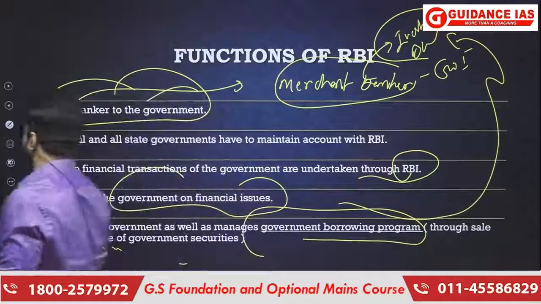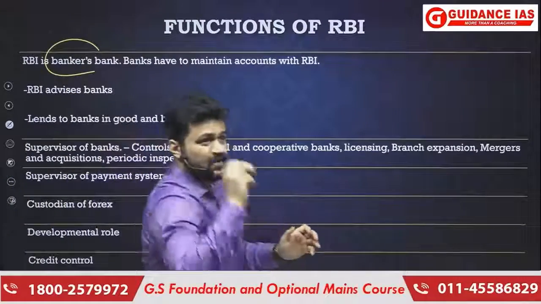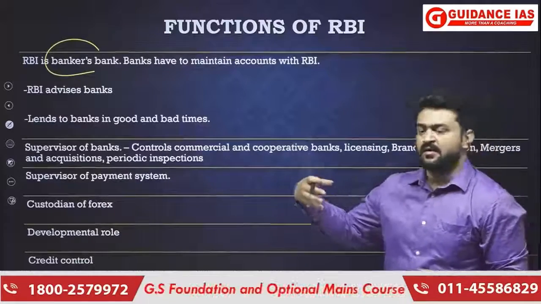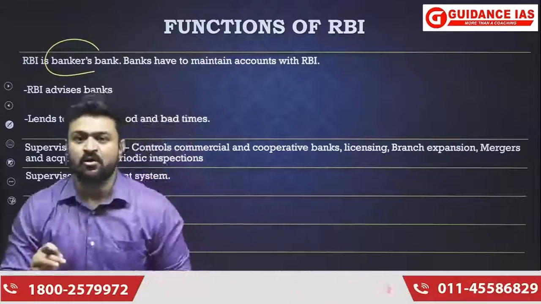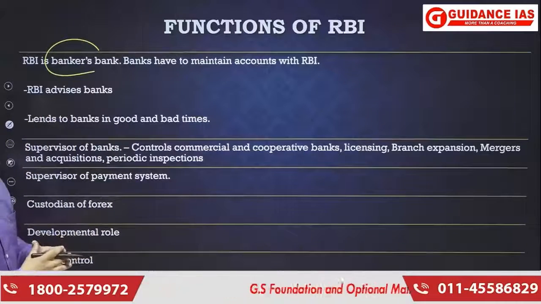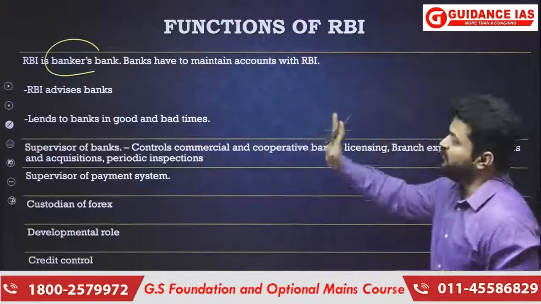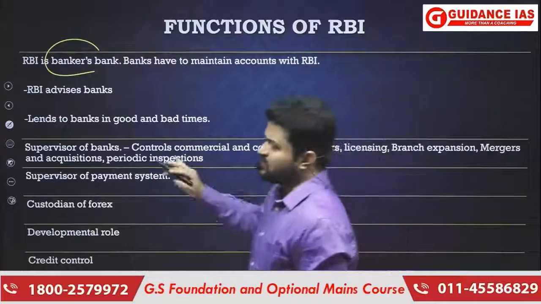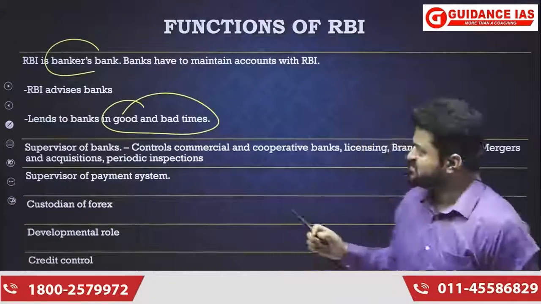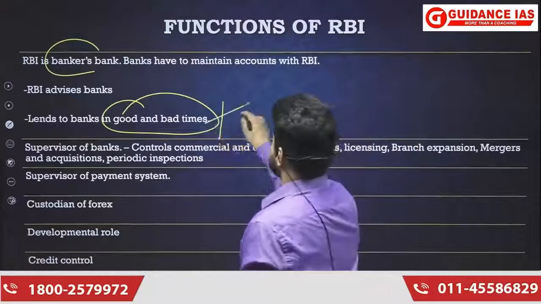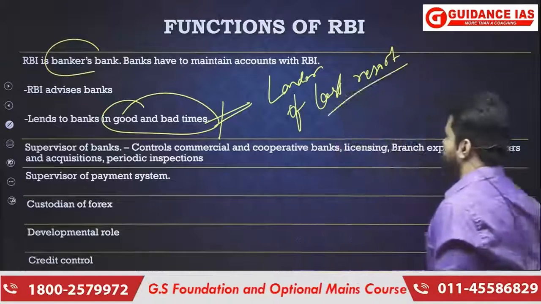Okay, so these are the major functions. Other than this, you can go on citing the other functions. It is the banker's bank, that is, banks have to maintain accounts with RBI. Just like it is the banker of the government, it is the banker of the banks also. So banks have to maintain their deposits with RBI. Banks are also advised by RBI. Getting it? From time to time, RBI comes out with various guidelines and advices that banks need to follow for proper functioning of the banking sector. Then it also lends to banks in good and bad times. That is, in good times, banks will be able to manage funds from various sources, but RBI is an institution which is going to lend to them at bad times also. And for this reason, it is called the lender of last resort. You might be knowing it, lender of last resort.